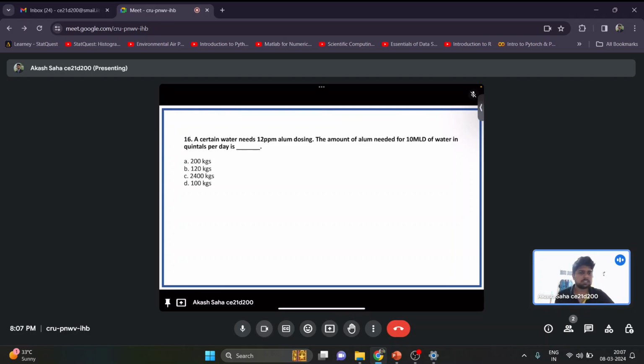We will see the answer. So it will be 120 kgs. So how do we get this? We have the alum dose as 12 ppm, so it is equal to 12 milligram per liter. Okay, ppm means milligram per liter.